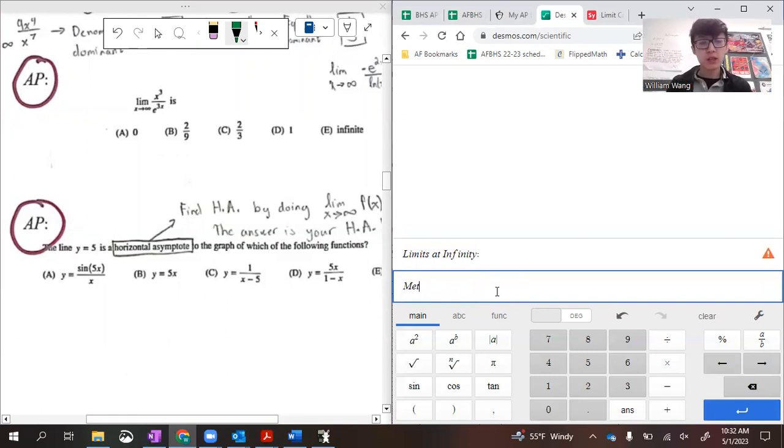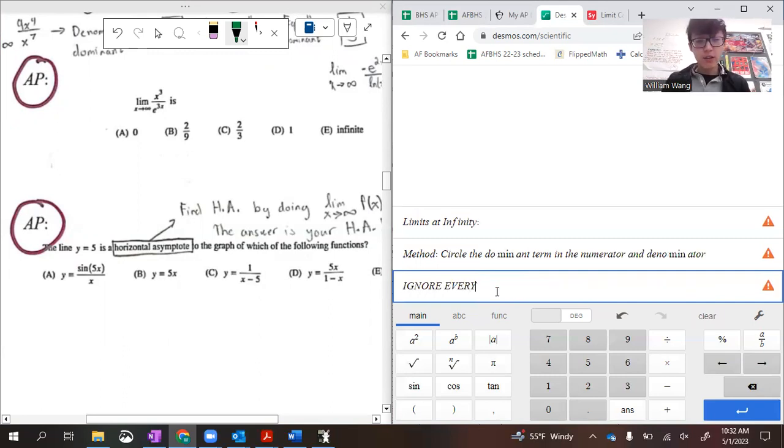What is our method for this? Well, our method is to circle the dominant term in the numerator and denominator. You can literally ignore everything else. So first problem here, the dominant terms, fortunately or unfortunately, there's only one term. In the numerator, it's going to be x cubed. In the denominator, it's e to the 3x. There's no other terms.